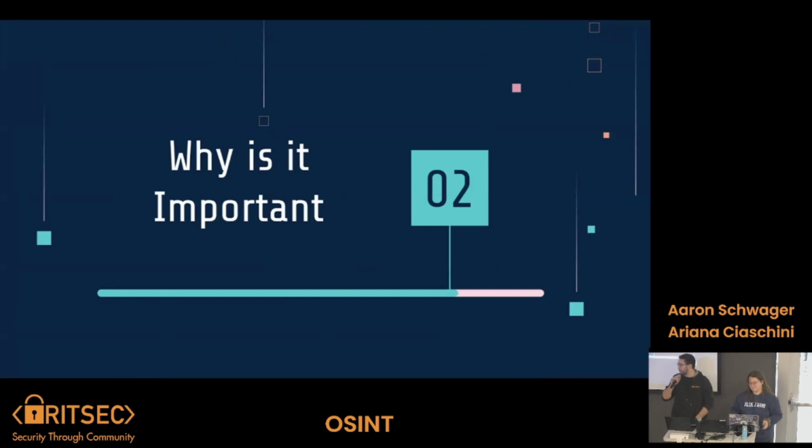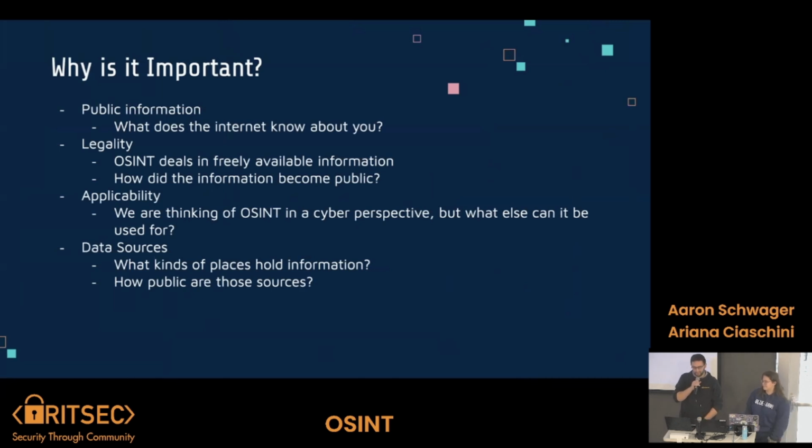Awesome. And so now, why is OSINT important? First off, OSINT is looking at public information. As we said, what does the internet know about you? This can be anything from government records to a friend or a family member posting about you during some kind of event. In addition, the goal of OSINT is to find it publicly and therefore legally. OSINT deals in freely available public information. What you have to then ask yourself is, how did that information become public? Was it an accident? Was it someone else posting about you? Was it you giving out your information on purpose or accidentally?